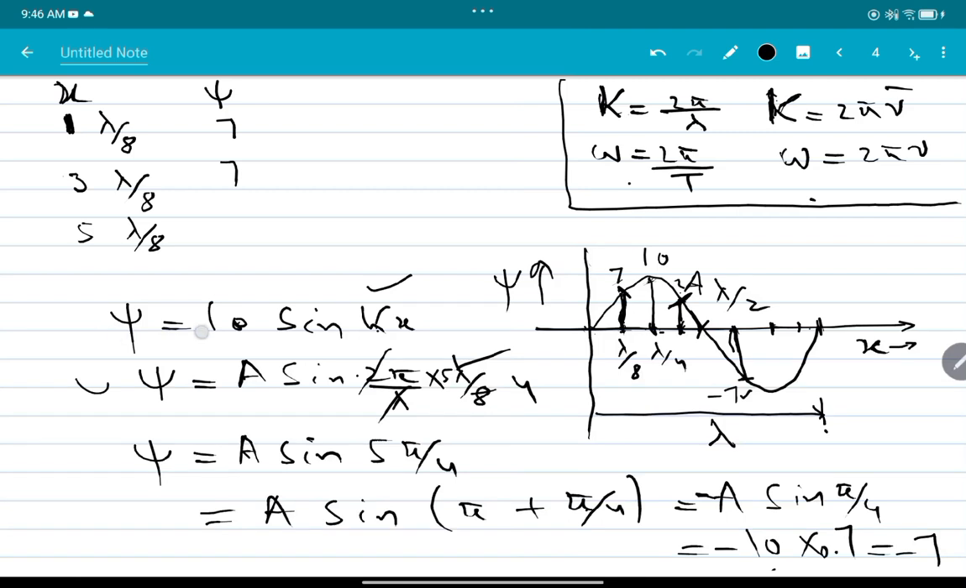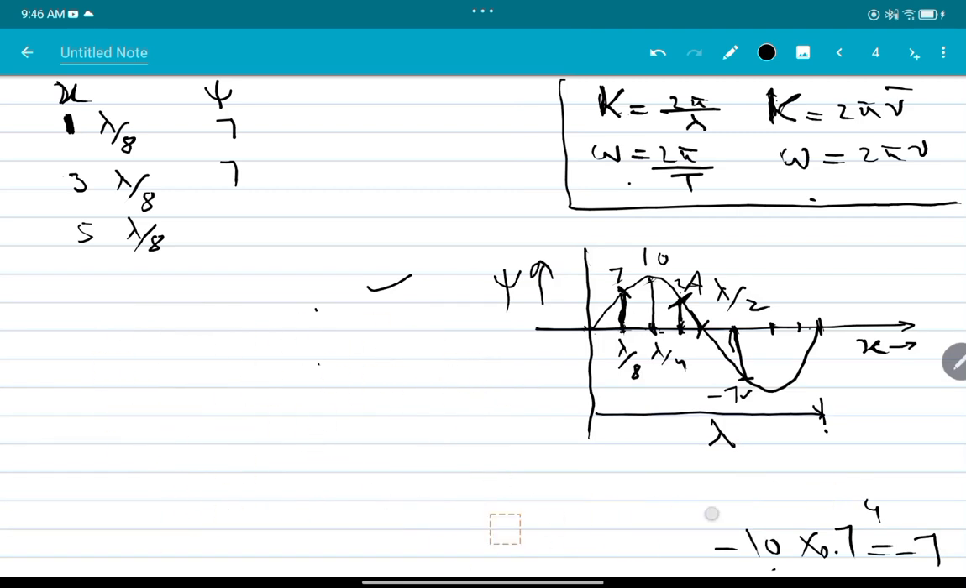In fact, you will find one trend, that at all odd multiples of lambda by 8, you will have either 0.7 or minus 0.7. Odd multiples, that is 7 lambda by 8, again it will be minus 0.7. Then 8 lambda by 8 is not an odd multiple, and 9 we don't require because we require only up to 8. This is 5th, 6th, 7th, 8th. 8th is here.